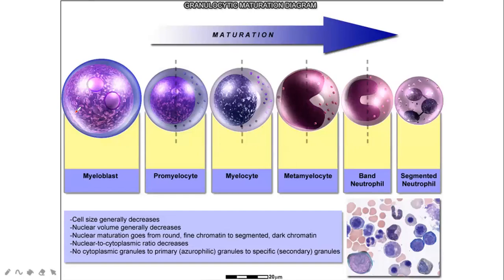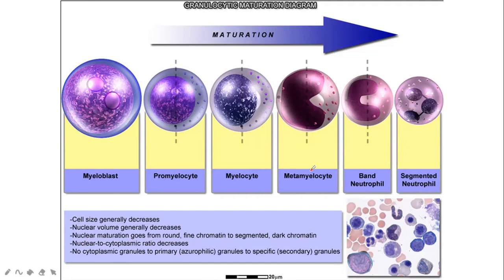So, the same with your red blood cell, no? Kung inyong lantawon, as your cell mature, ang iyahang size will also decrease. Ang iyahang nuclear volume will also decrease. And then the nuclear maturation goes from being round to fine chromatin to segmented until mahimo siyang dark chromatin. And since mo decrease man iyahang nuclear volume, mo decrease pod ang imuhang nuclear to cytoplasmic ratio. So ang ilaha pong cytoplasmic granules from being non-specific, mahimo na pod siya og specific nga granules.